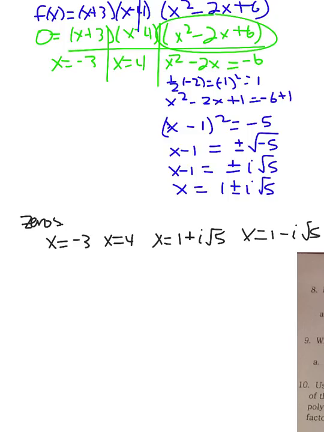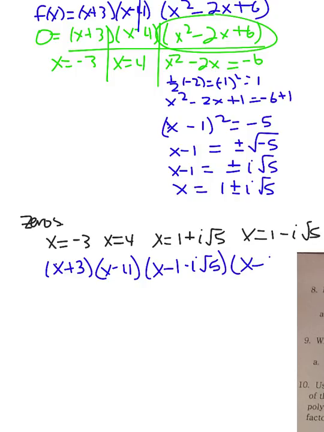Now I want my linear factors. So this is x plus 3 times x minus 4. This is going to be x minus 1 minus i the square root of 5. And this would be x minus 1 plus i the square root of 5. And it says to write as a list. Oh, sorry, it just says to list linear factors. So that would be it.